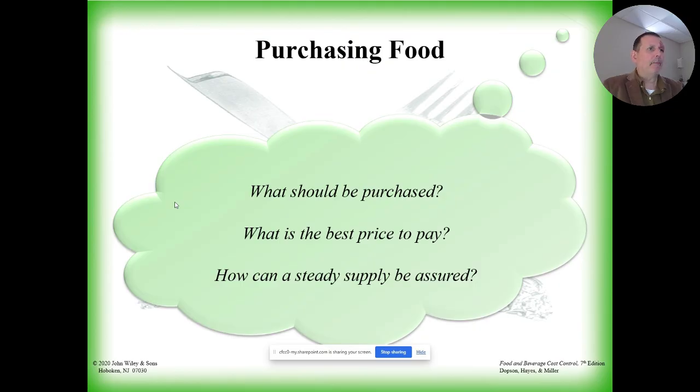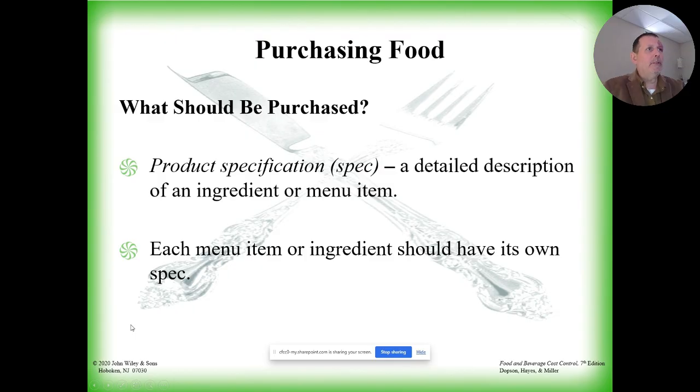All right, so what should be purchased? Product specifications. Okay, this is the thing about purchasing. You don't just buy whatever, right? It's like, okay, I need chicken. Okay, chicken. You go to the store as a home cook, and you walk up to the butcher and say, "I need chicken." Okay, what do you need?